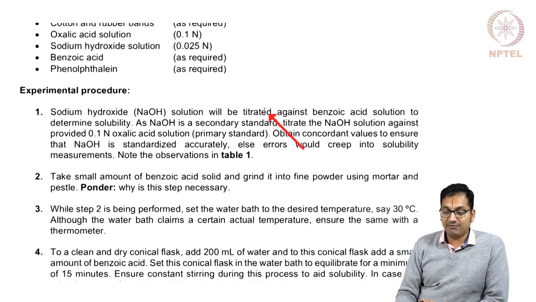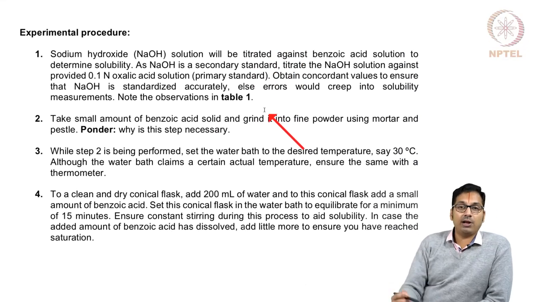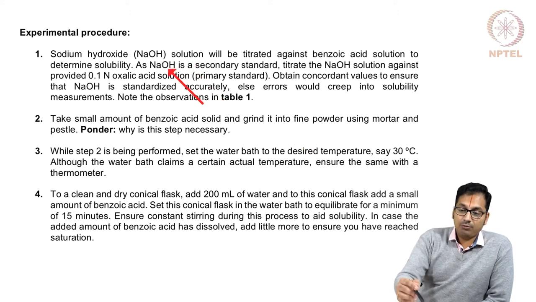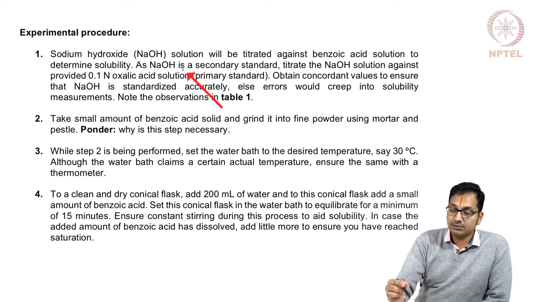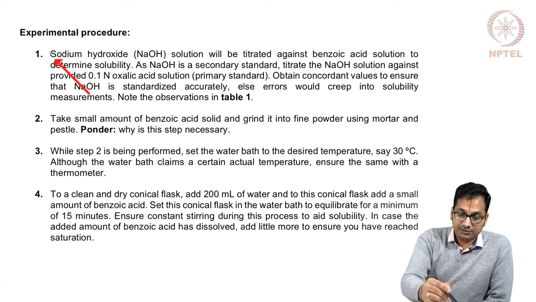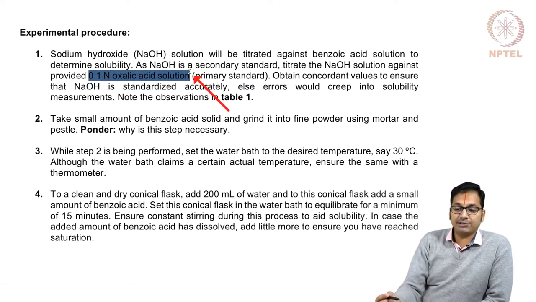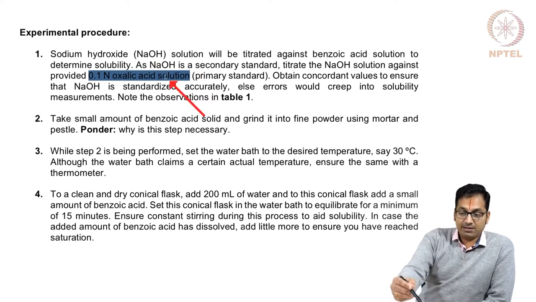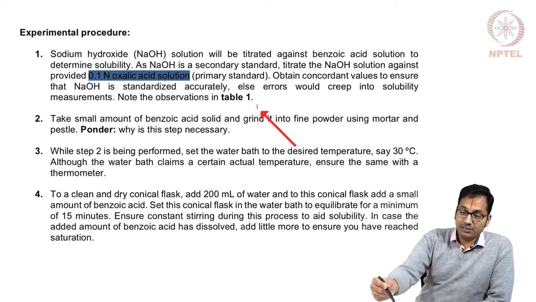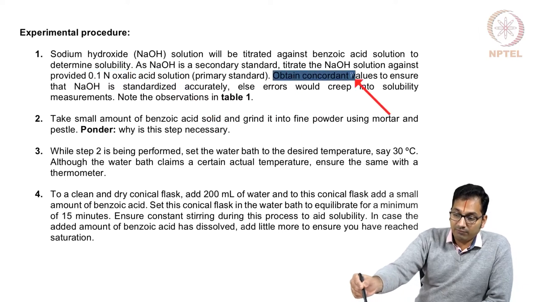As always, you must have a very detailed experimental procedure that one has to follow. The first step would be to standardize the sodium hydroxide solution against oxalic acid. This I have already mentioned, since oxalic acid is a primary standard and sodium hydroxide is a secondary standard, you would have to end up normalizing the sodium hydroxide solution. Make sure concordant values are obtained.